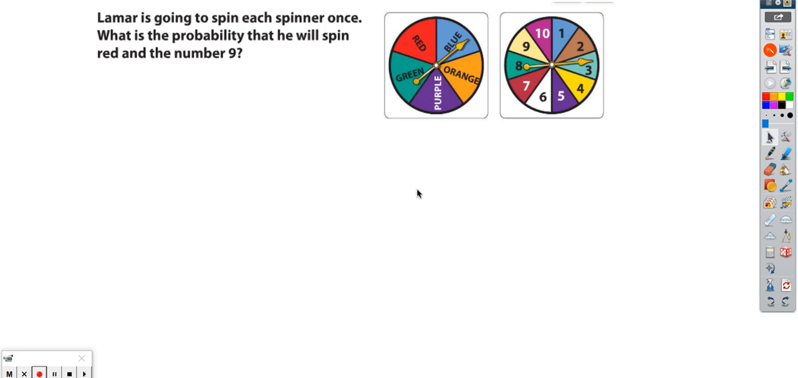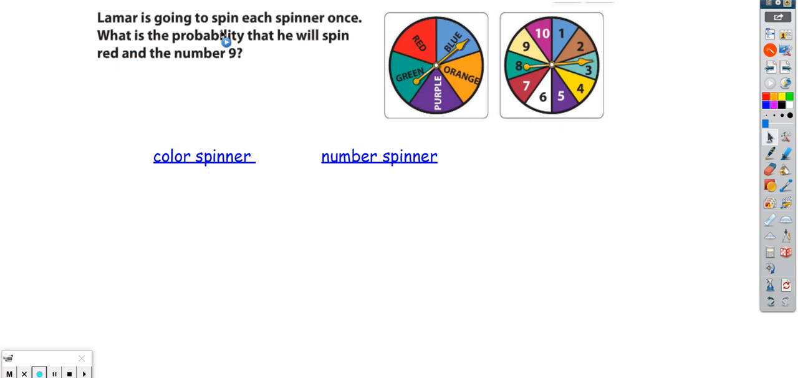Okay, this is a little bit different because now we're looking at some compound events here and the probability of having something happen for each event. It says Lamar is going to spin each spinner once. What is the probability that he will spin red and the number 9? Now, we have 2 events here. The first one is we have a color spinner. The second event is we have a number spinner.